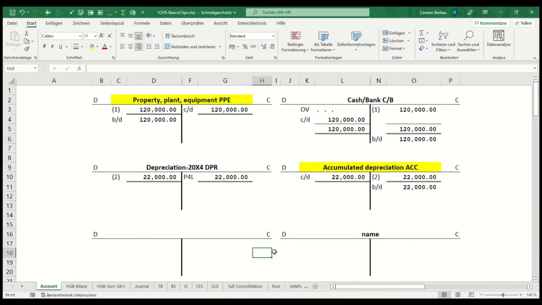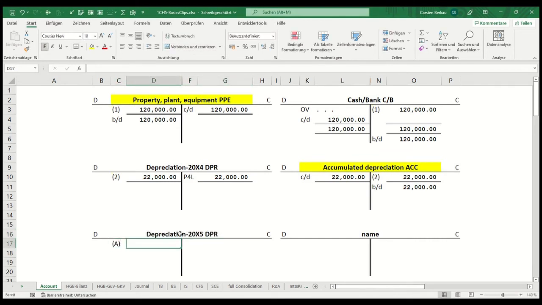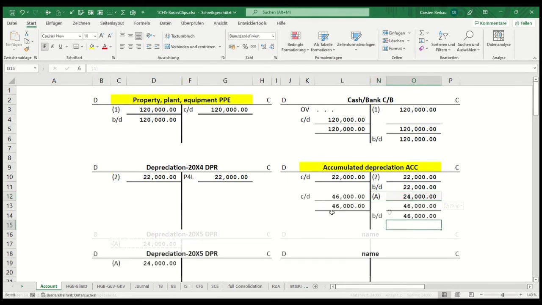Before I can make the bookkeeping entries for 2005, I have to balance off or close off all the accounts. The property, plant and equipment account, the cash bank account and accumulated depreciation have been balanced off. In contrast, depreciation has been closed off to the profit and loss account in 2004. In the next accounting period, I define a new account, depreciation 2005. Now I make the bookkeeping entry alpha to the extent of 24,000. I make a debit entry in the expense account and I credit accumulated depreciation. Now we see that the total of accumulated depreciation is 46,000.